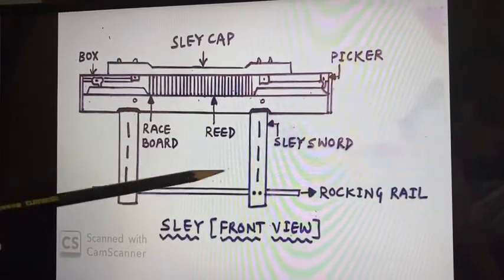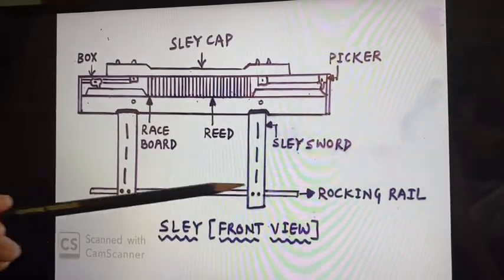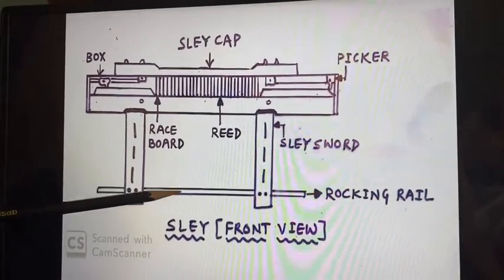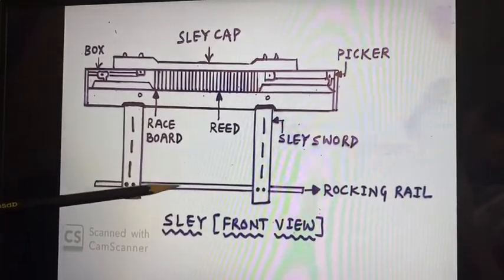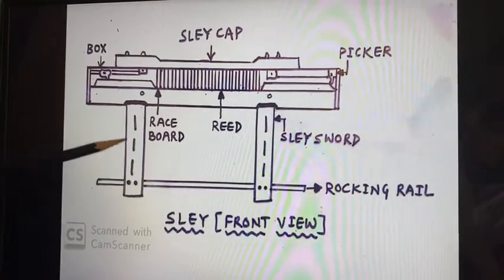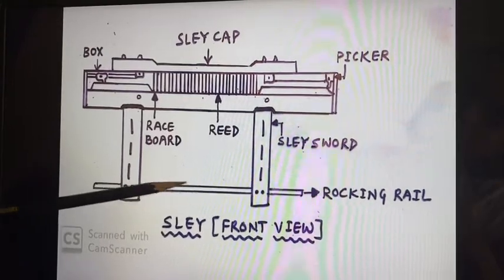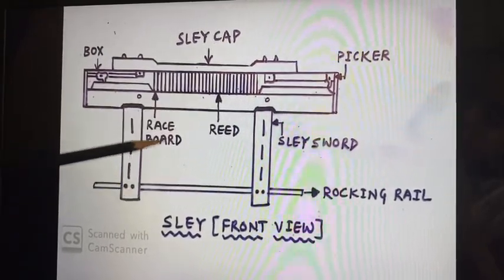These two sley swords are fulcrumed on this rocking rail or rocking shaft, which is mounted at the bottom of the loom, and this is a fixed shaft. It is not rotating, so it is acting as a fulcrum. When the sley swords are moving forward and backward, it will act as a fulcrum. So this is about the front view.